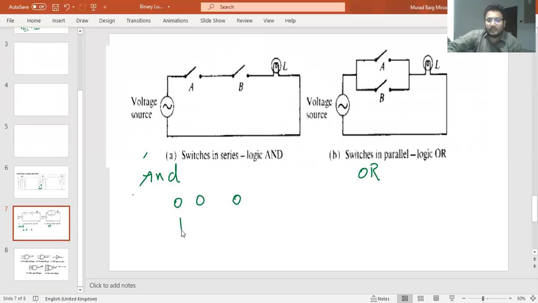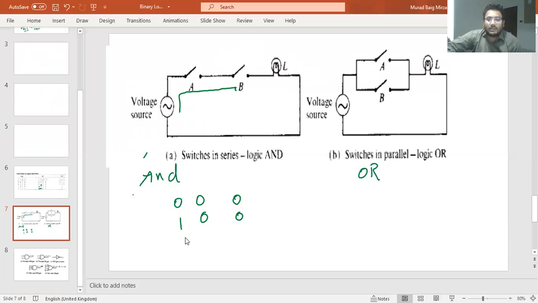If A is 1, what will happen? The current will come here from the battery. This is the battery. A is closed, A is 1, the current will go. Now at this point B is open, the switch of B is open, so B is 0. We have no current in the light bulb right now. Same, A is equal to 1, B is equal to 0, we have answer equal to 0.